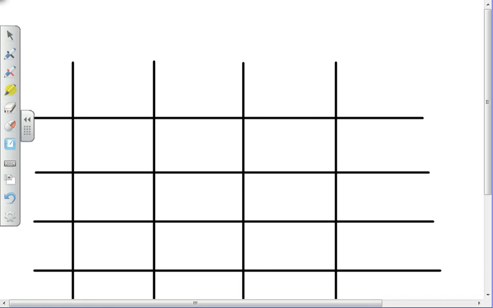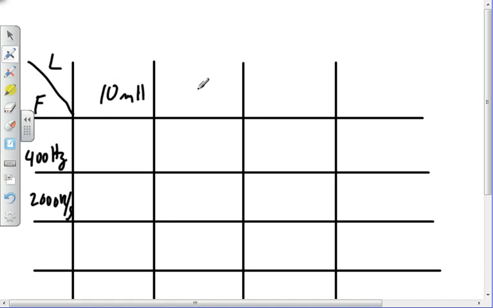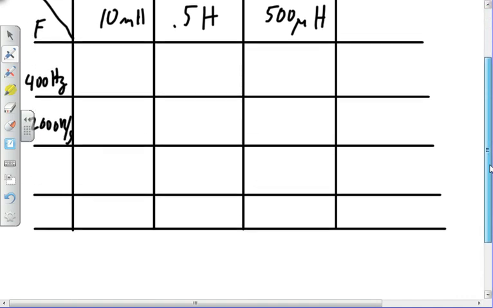All right, so now we have inductance L, and we have frequency F, and we have 400 hertz and 2,000 radians per second, 10 millihenry, 0.5 Henry. Now, again, Henrys are normally capitalized. Why the author has chosen not to capitalize his H in Henry, I have no idea.